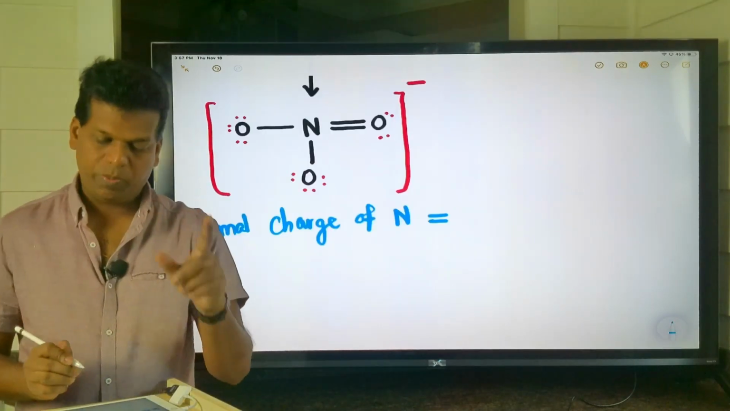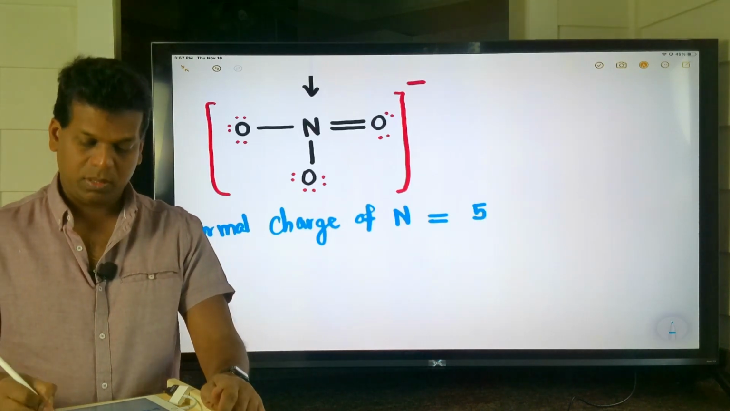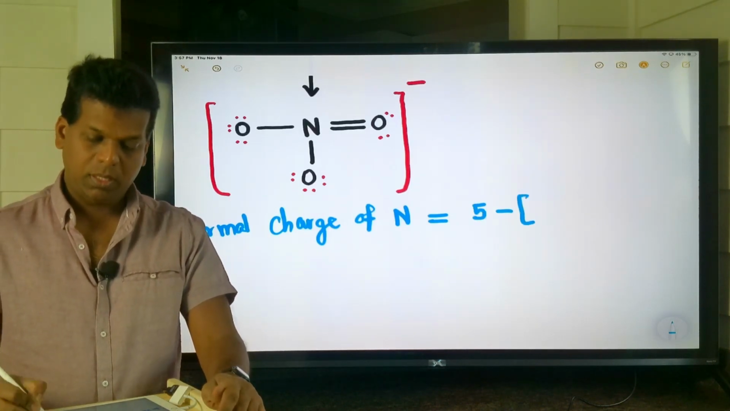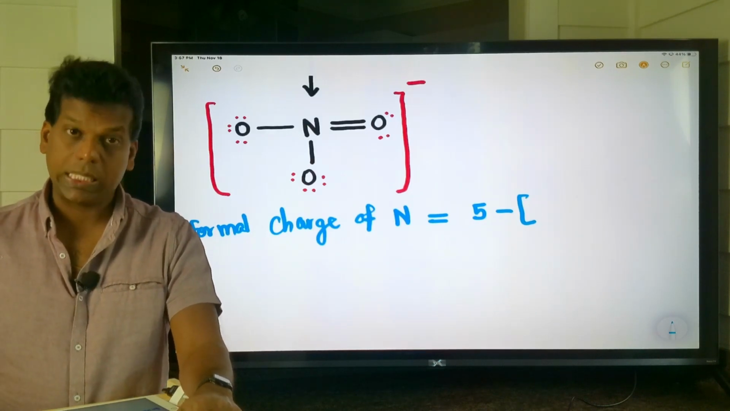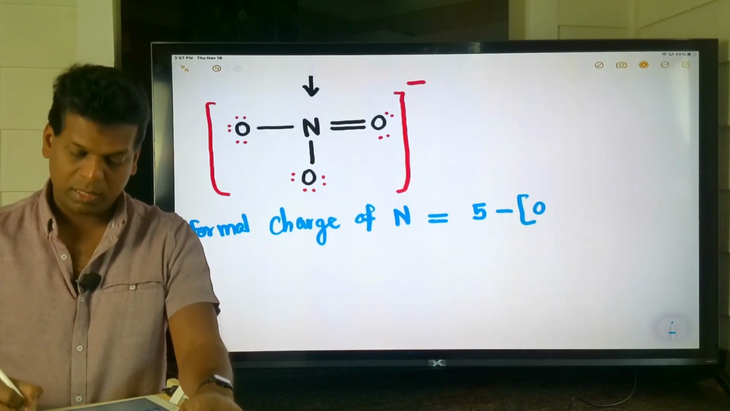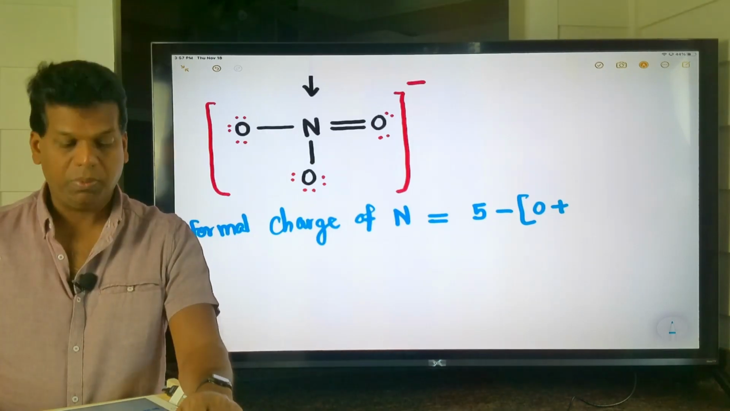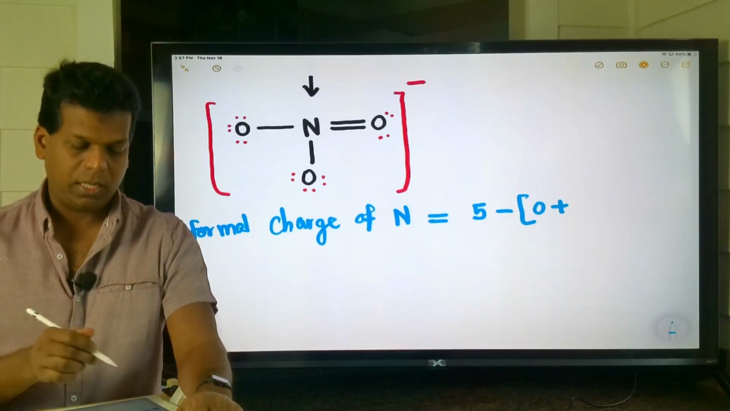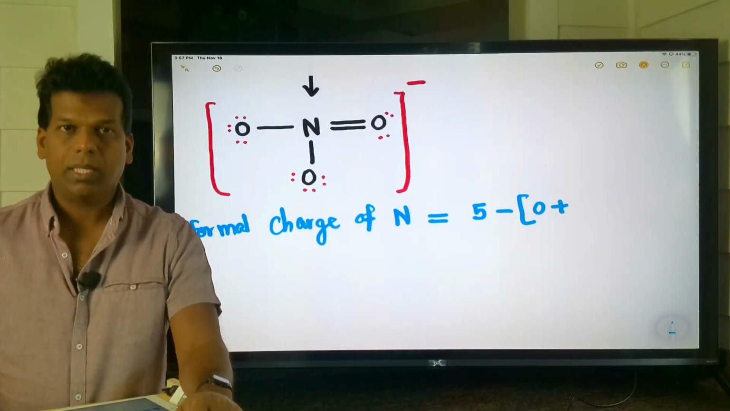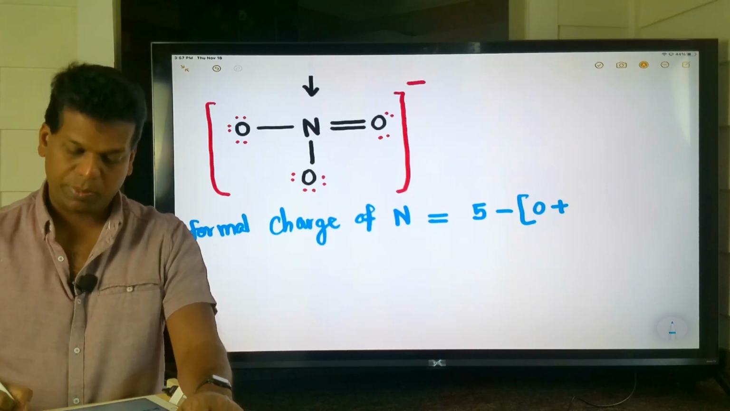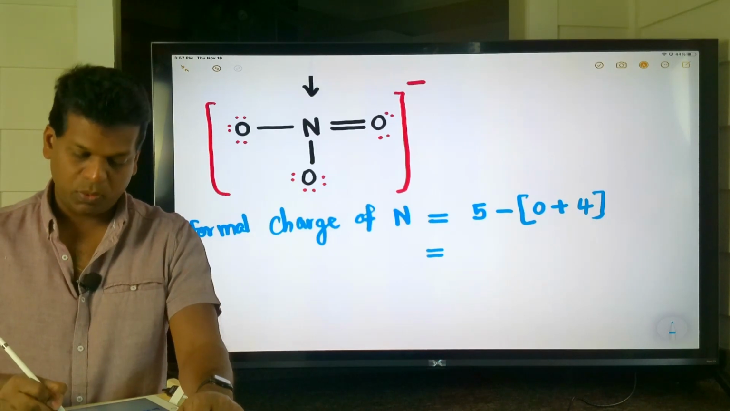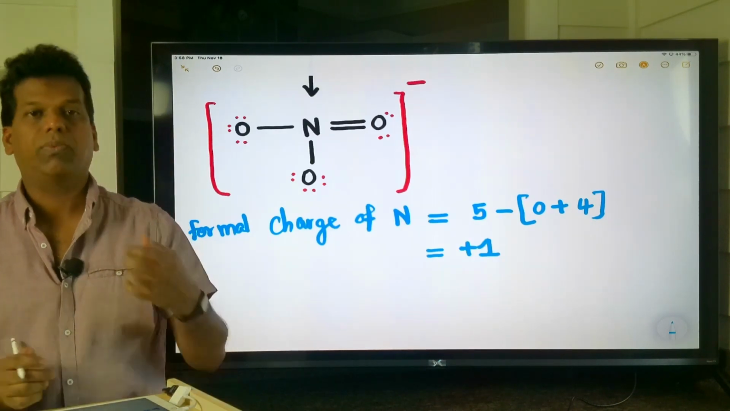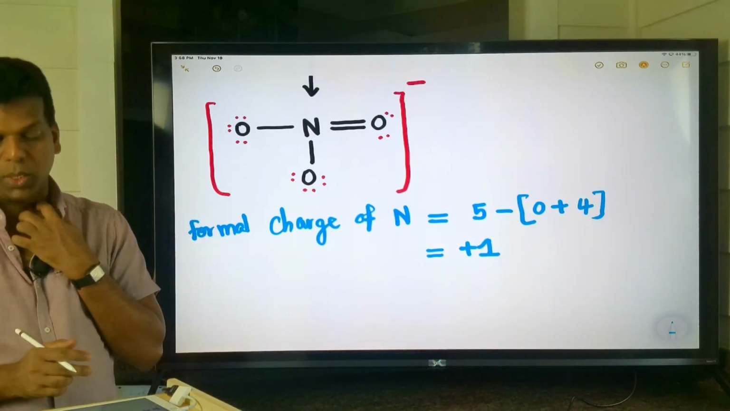Nitrogen is in group 5, valence electrons, minus the number of lone pair electrons on nitrogen, which is 0, you don't see any dots, plus half of bonding electrons. There are 4 bonds, 8 electrons, we need half of that, which is 4 electrons. 5 minus 4, which is plus 1. The formal charge is plus 1.